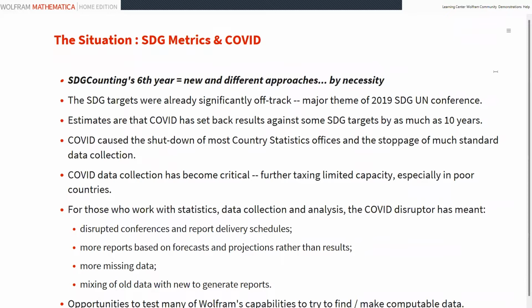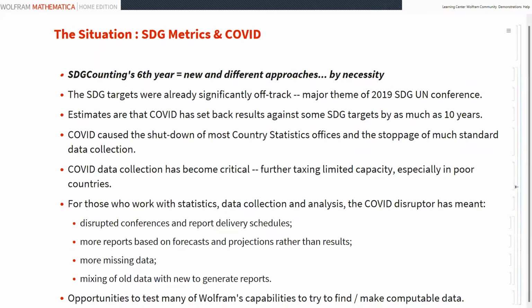First of all, they were already off track. If you know anything about them, they're quite ambitious. And for the 2019 SDG UN conference, the major theme of that was that perhaps they were so ambitious that too many countries were getting off track in terms of meeting their targets for the goals. When COVID arrived, there are estimates now that many of the targets have been set back by as much as 10 years. And some people think that getting people out of poverty has been set back by as much as 20 years.